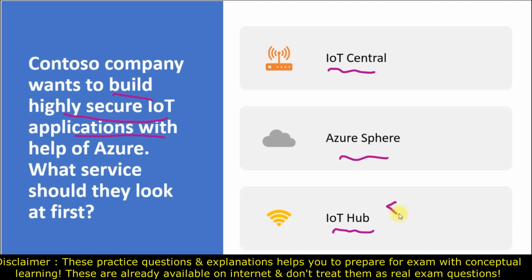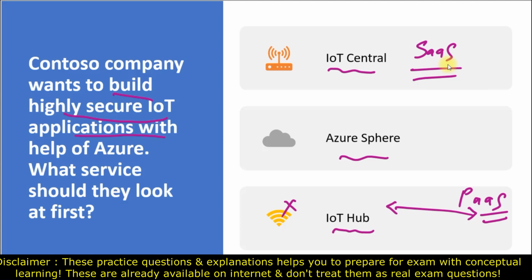See, IoT Hub is a bidirectional service which helps us communicate between IoT devices and the IoT application. It is not for securing a highly secure IoT application, so it will not work, and it's a PaaS solution, platform as a service. When we talk about the IoT Central service, it is a managed service and it comes under SaaS, and it helps us build enterprise-level solutions, but it will not help us to secure. So we will not go for this one also.